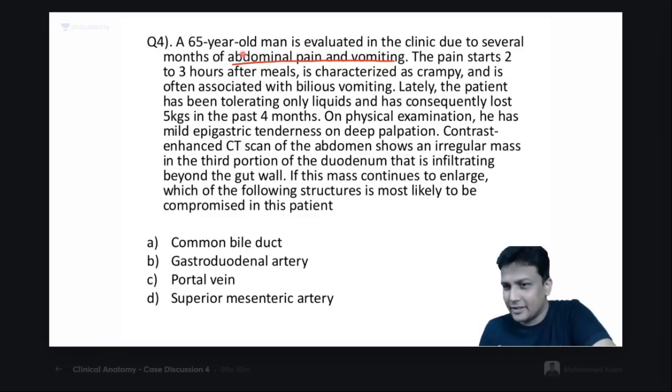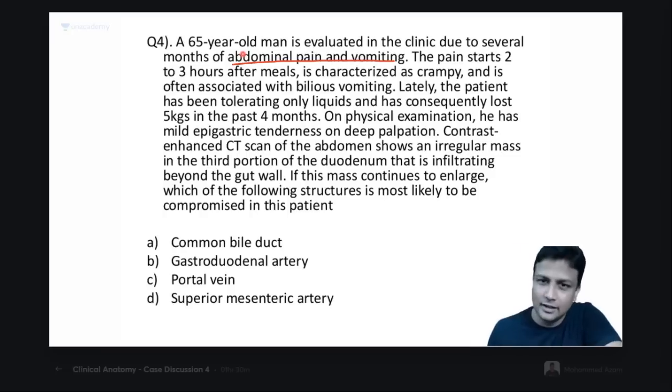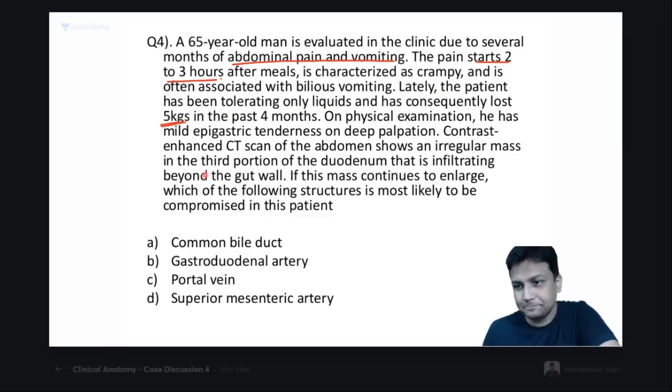Gastric ulcers में क्या होता है? Pain immediately होता है, लेकिन duodenal ulcers में every 2 hours after the eating there will be pain. This is an important point here. Duodenal ulcers mean the pain will be 2 to 3 hours after the meal, and it is characterized by crampy pain, sometimes with vomiting. Lately, the patient has been tolerating only liquids and has consequently lost weight, for the past 4 months.